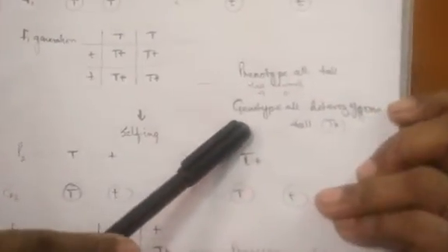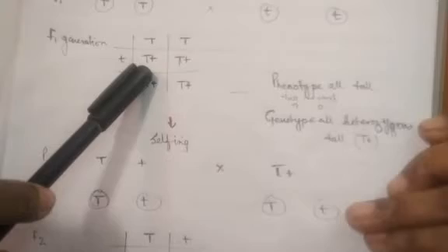Now we will go for the genotype. What do you mean by genotype? Genotype means the genetic constitution. That means what type of genes they are having. Now if we consider the genes, they are tall, but what type of tall? Are they pure tall? Are they homozygous tall?